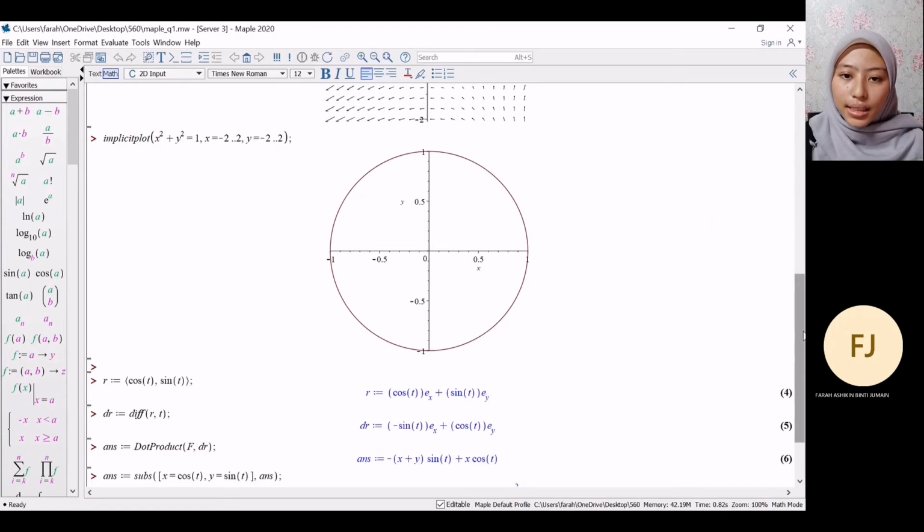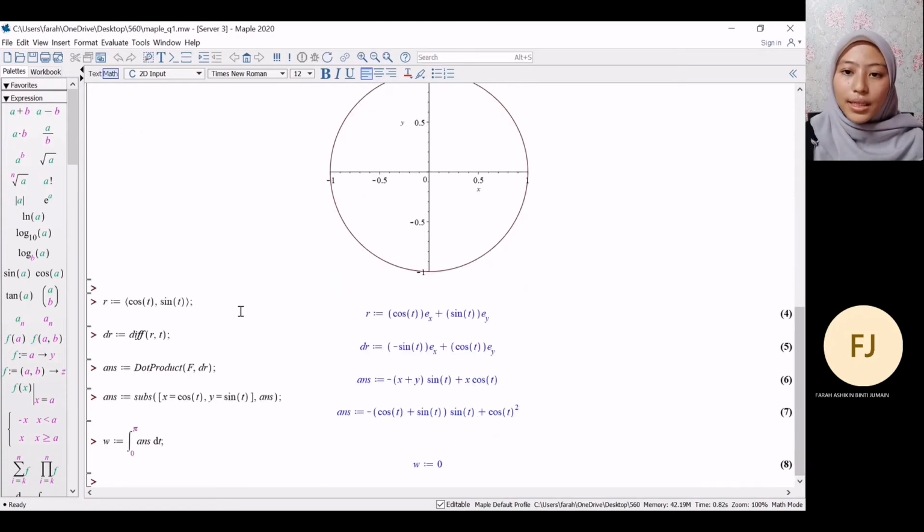We need to find r(t) for the given curve. After that, we need to differentiate r(t) with respect to t. Then we need to find the dot product of the force field with dr. We need to substitute x and y from the answer of the dot product to generate a function in terms of t. Lastly, we calculate the work done by integrating the answer from substitution from 0 to pi. And finally, we get the answer where the work done is 0.